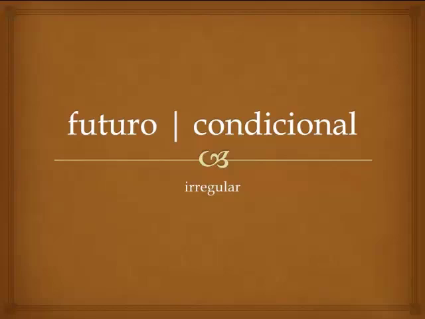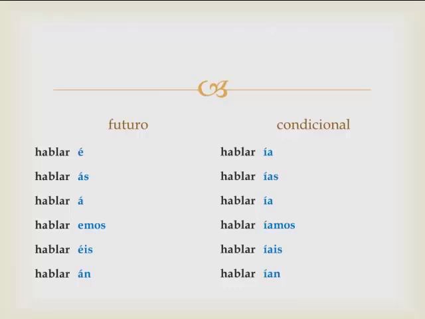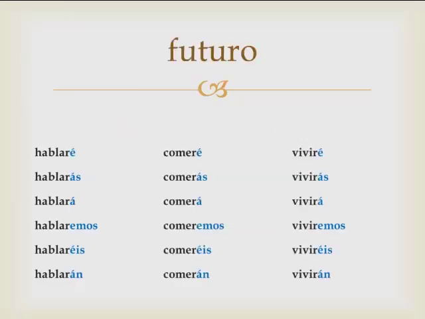We will now turn our attention to the irregulars in the future and in the conditional. The endings will always remain regular. However, we're going to see some irregular verb stems. We've seen these endings: é, ás, á, emos, éis, án, versus ía, ías, ía, íamos, íais, and ían. And that's how you're going to communicate "will" for the future and "would" for the conditional.